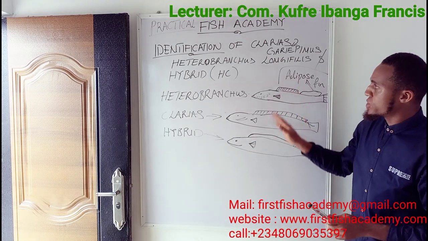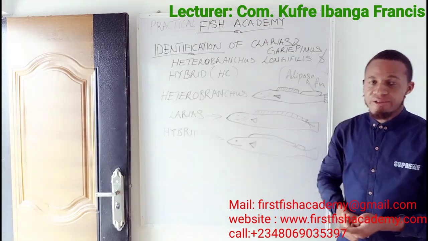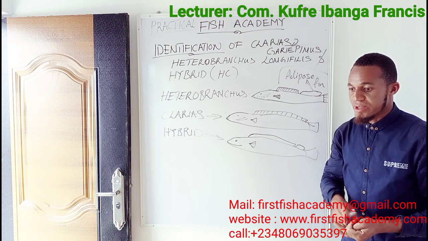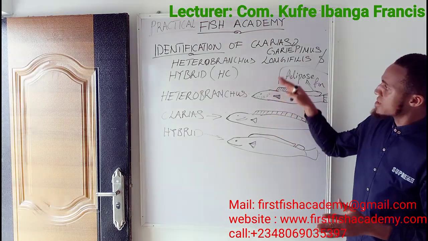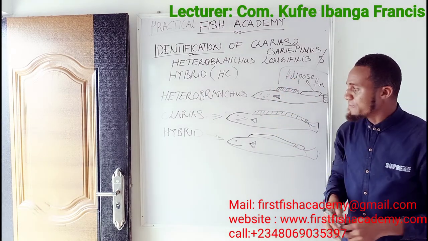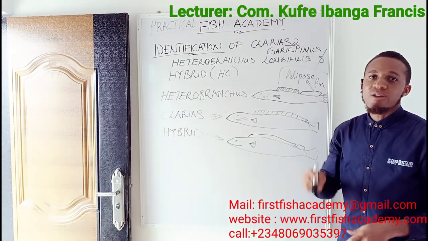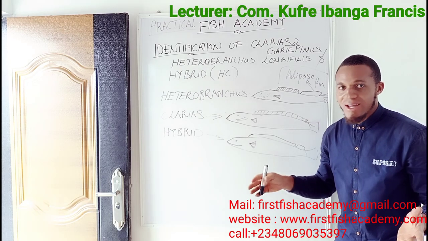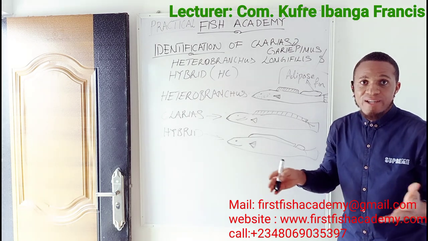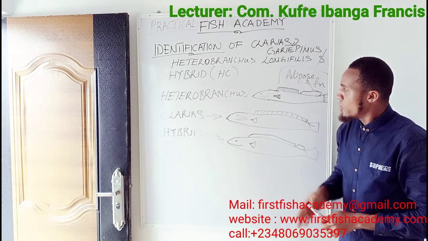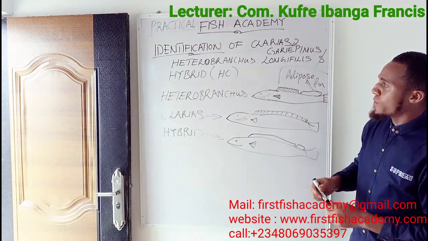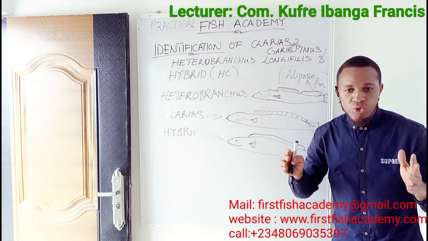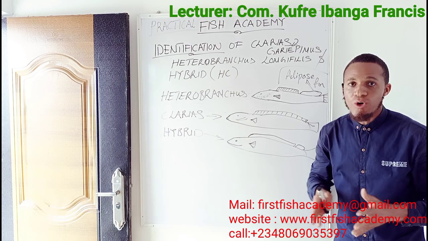So I don't want to take much of your time, as I said today. We're going to continue on this topic, as I'm going to be bringing you the characteristics, the feeding, and everything, the market value, and all that about these three types of fish that I have mentioned. In terms of characteristics, the ones that stay longer, the ones that are not easily affected by disease and all that, we are going to discuss. But for today is identification. Don't forget, it's practical. So let's go straight to identification of the fish.